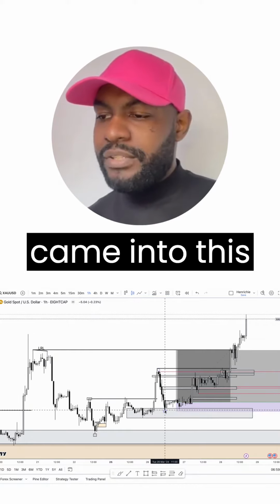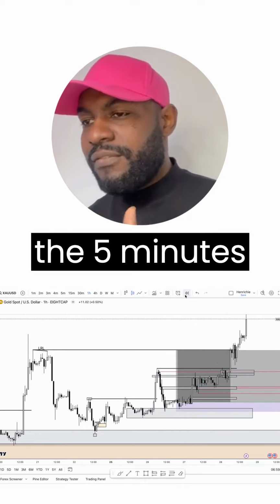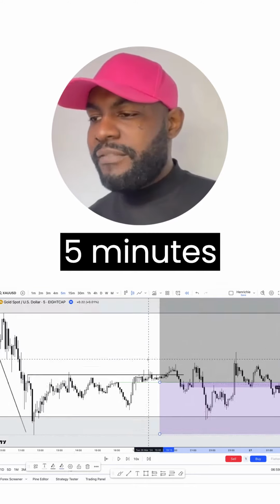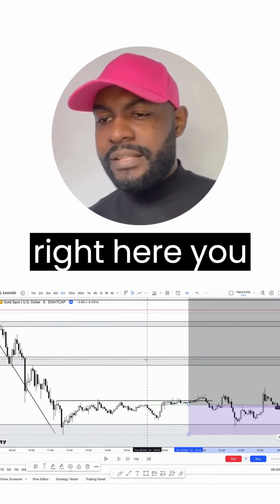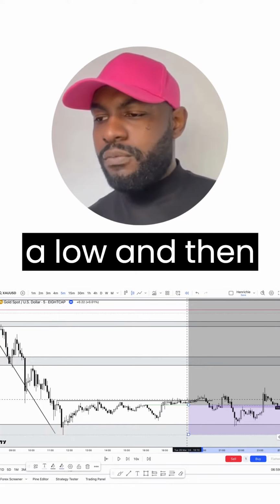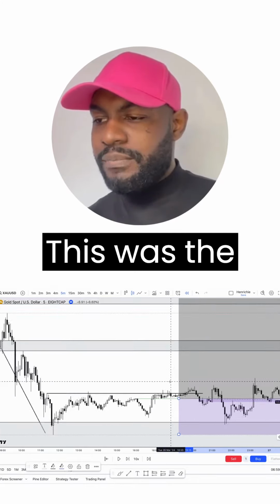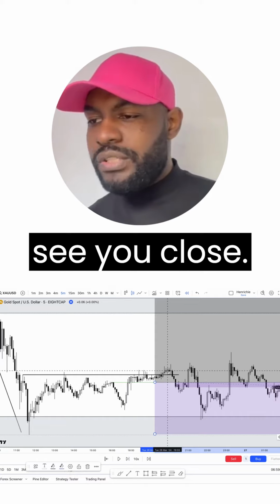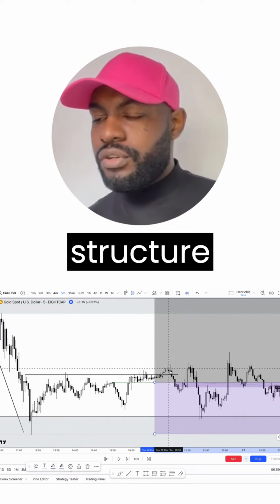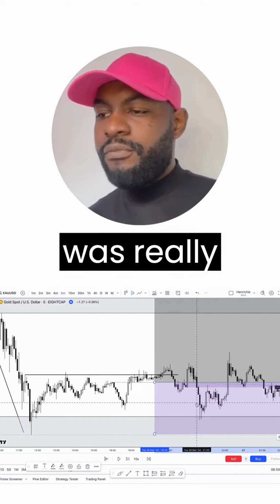The moment price came into this position, I scaled down to the 5 minute time frame, looking for a 5 minute break of structure. Now we'll go to the 5 minute time frame. And right here, you can see very clearly price created a high, created a low, and then we broke structure right here. This was the break and close. I always want to see a close above the structure.